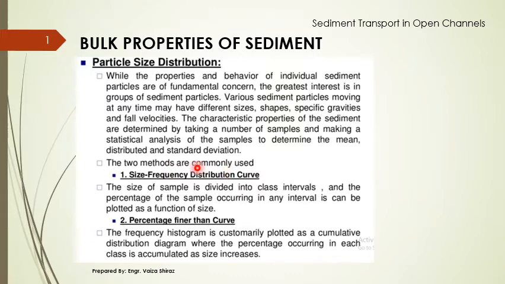Two methods which are commonly used for understanding the particle size distribution are the size frequency distribution curve and the percentage finer than curve. For the size frequency distribution curve, we will divide the whole mass into a number of classes, and each class refers to one size range. We will find out the percentage of the whole mass which lies in that particular class size, and we can plot a histogram, and that is the size frequency distribution curve. And if we simply plot the cumulative of those percentages in different classes, then we will have the percentage finer than curve.